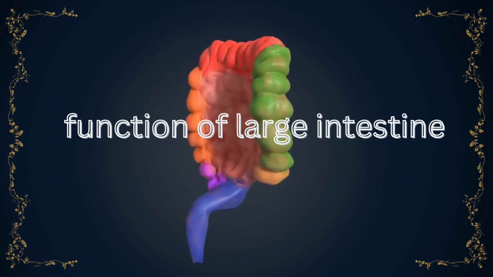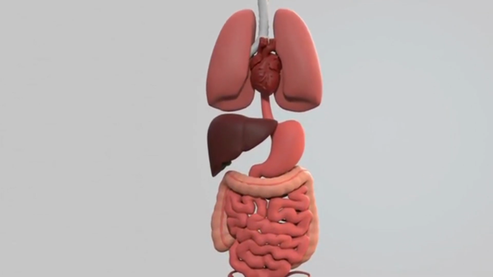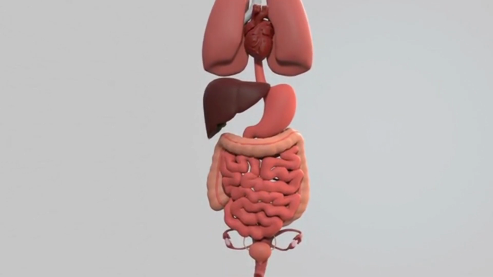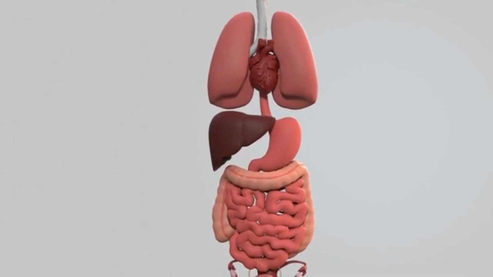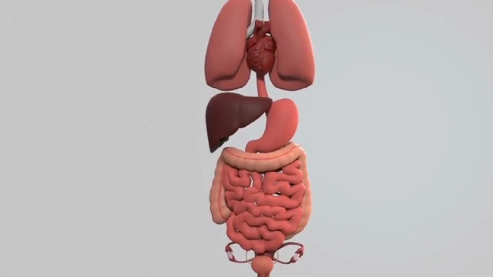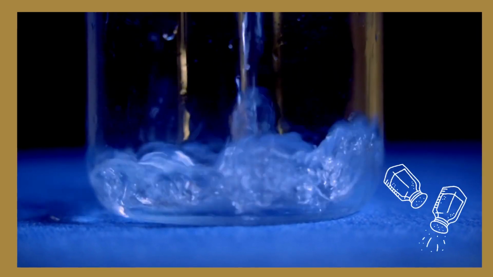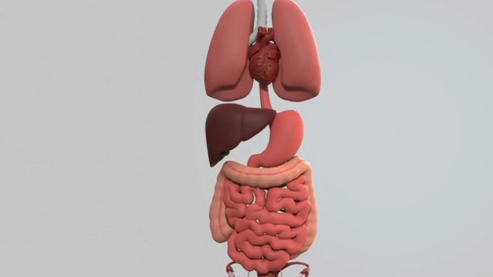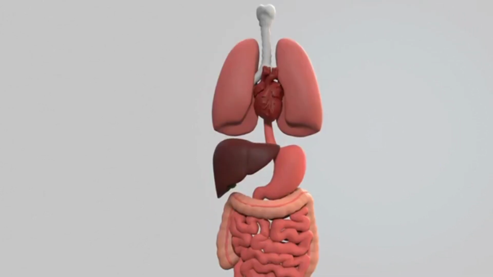Functions of the large intestine. The material that passes from the small intestine to the large intestine: material from the oral cavity passes to the esophagus, and from the esophagus the material passes to the stomach, and from the stomach the material passes to the next portion, that is the small intestine. From the small intestine the material passes to the large intestine. Now we are discussing the function of the large intestine.